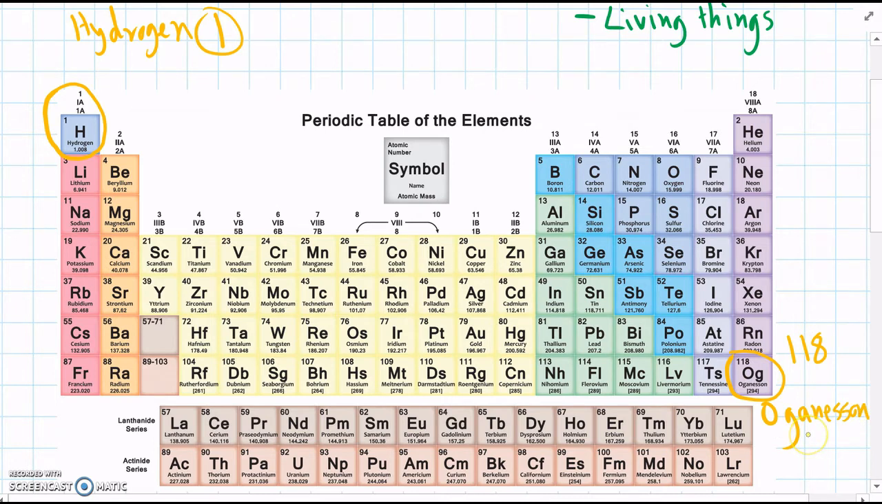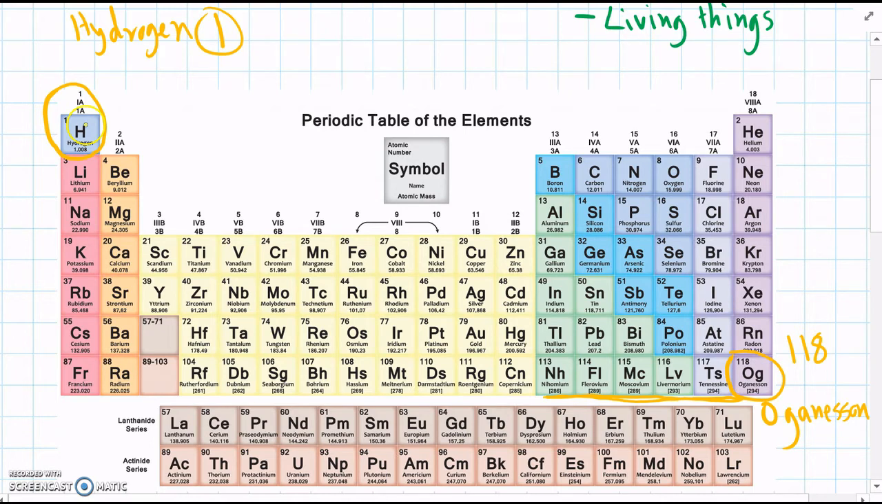And oganesson was only just given a name in the last few years. Previously, it didn't have a name because we can only make it in a lab. We don't actually find these bottom elements down here. We don't find them in nature at all.